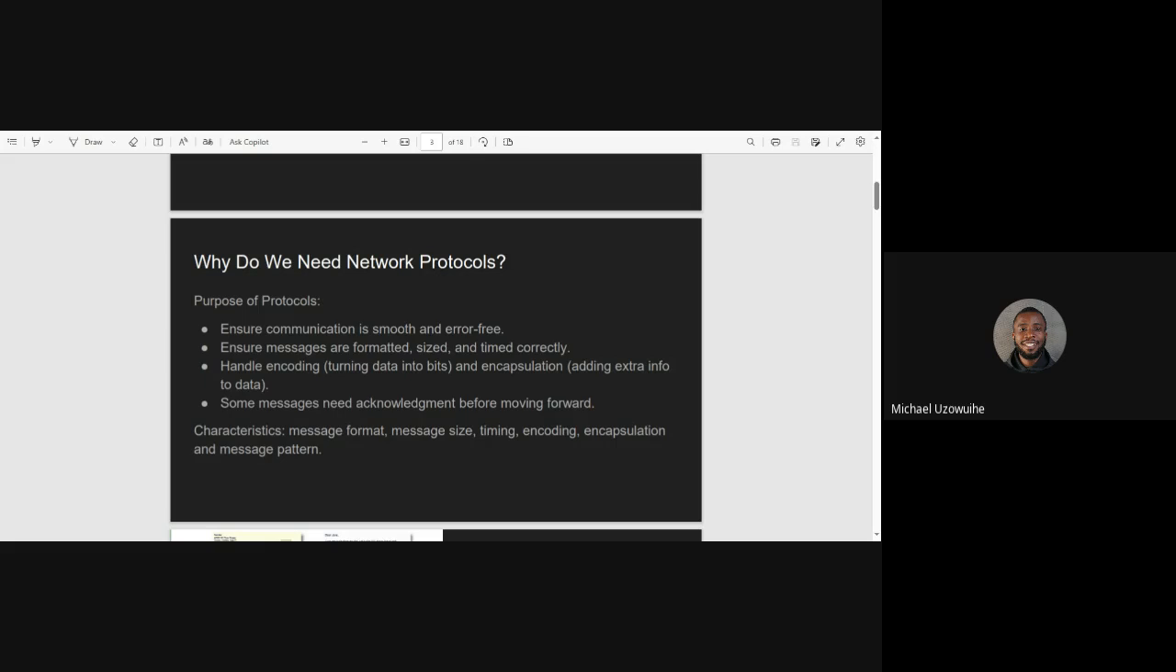Most importantly, network protocols help us set the format that messages take. They help us determine the size messages will take per time. You can't just send something like 5,000 messages at a time to a particular device. It will restrict the amount of messages a device is meant to receive per time. It will also set the timing: how long do we expect for these messages to reach?